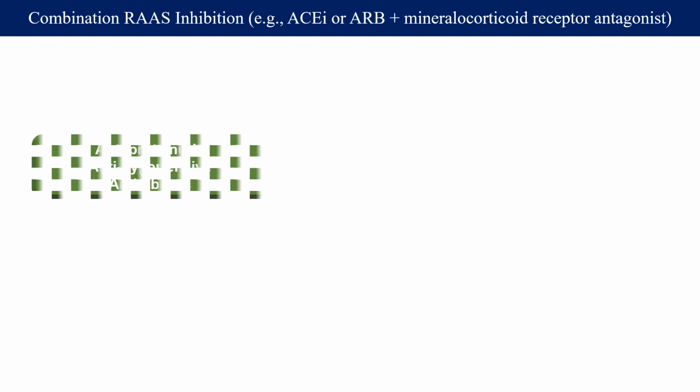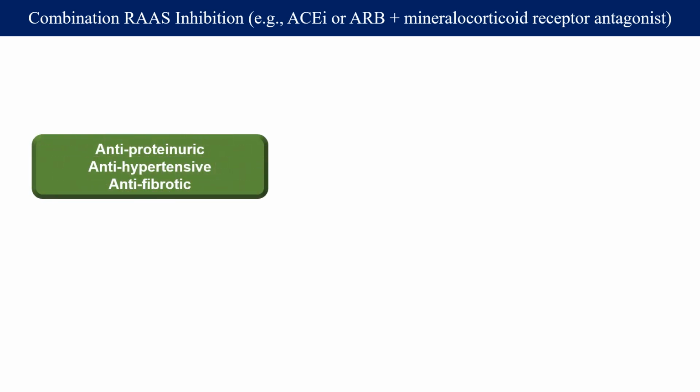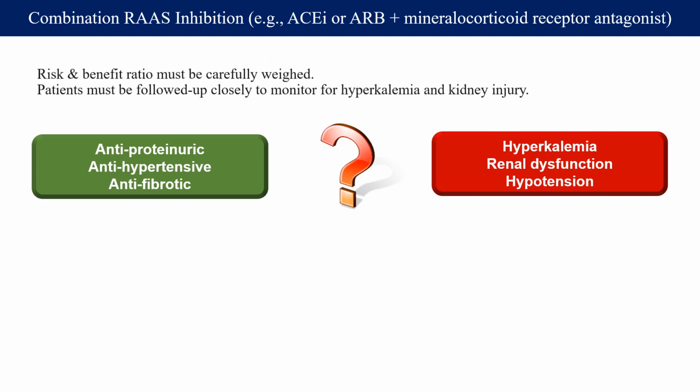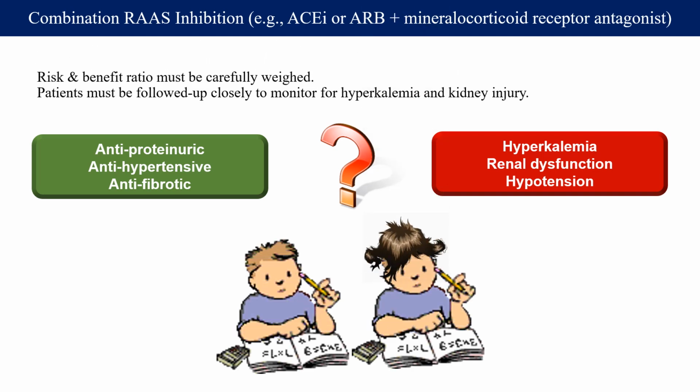What would happen if we use a combination of RAS inhibitors, such as the use of an ACE inhibitor or ARB with a mineralocorticoid receptor antagonist? All RAS inhibitors provide antiproteinuric, antihypertensive, and antifibrotic effects. While beneficial effects may be synergistic, serious side effects including hyperkalemia, hypotension, and renal dysfunction are also potentiated with combination therapy. Risk and benefit ratio must be carefully weighed.